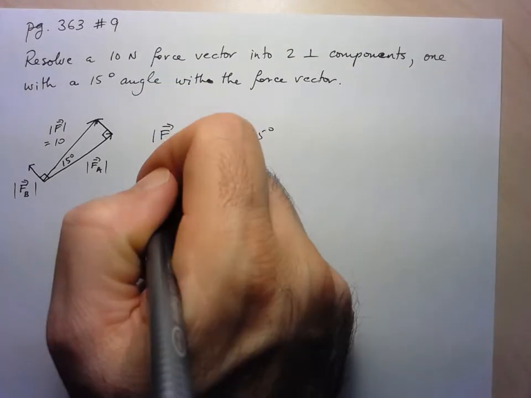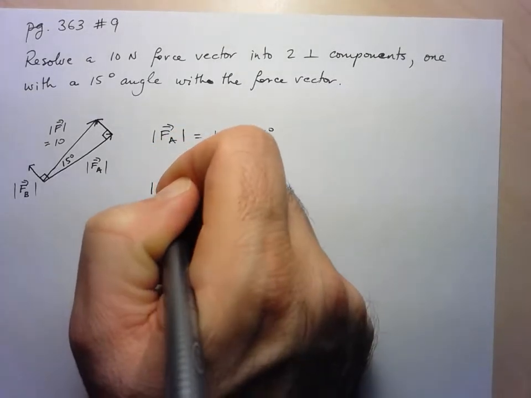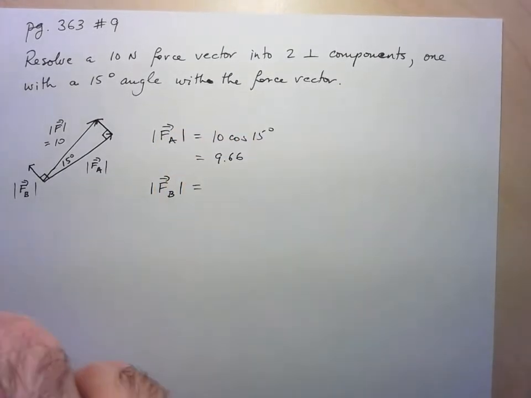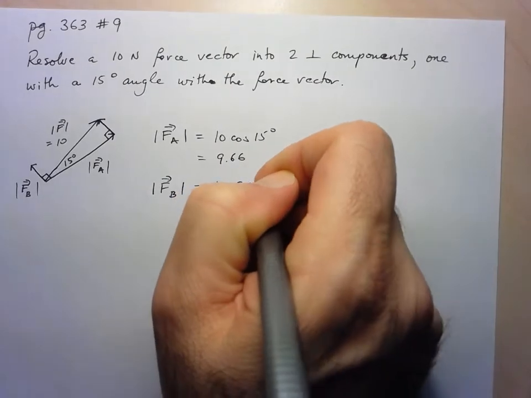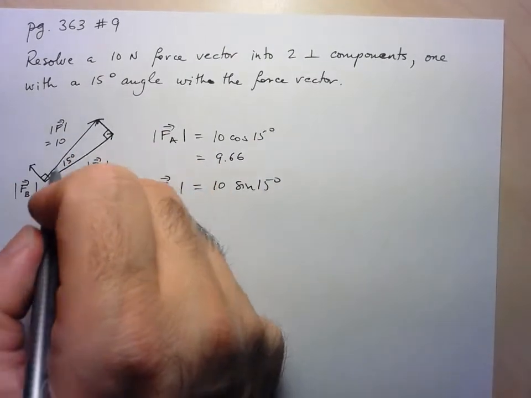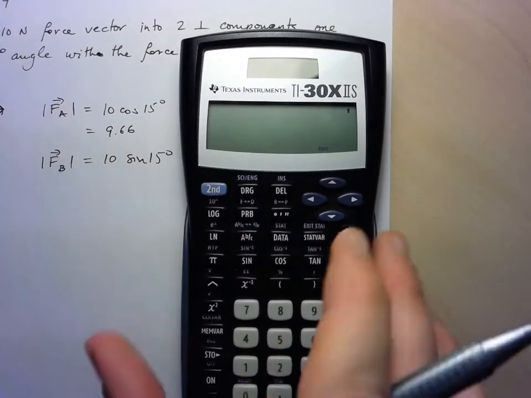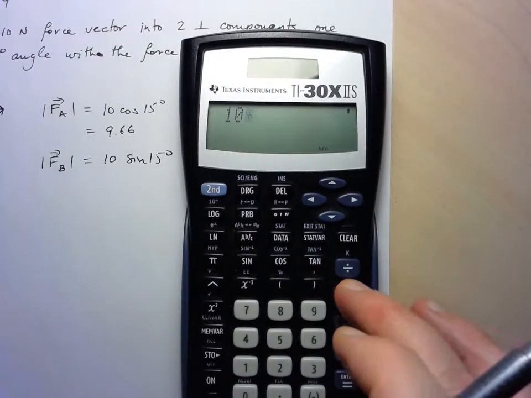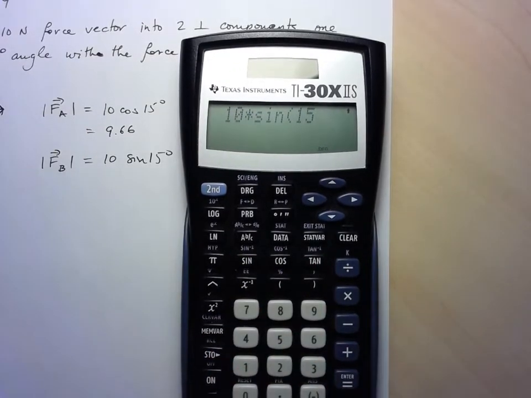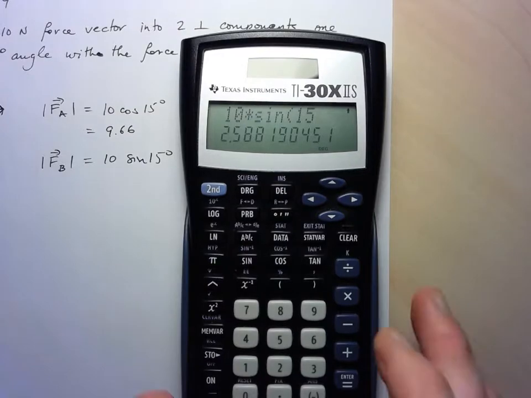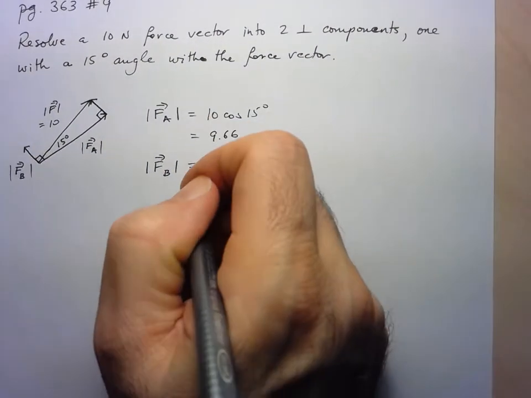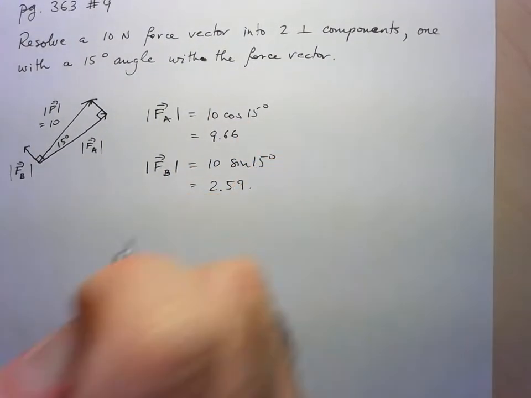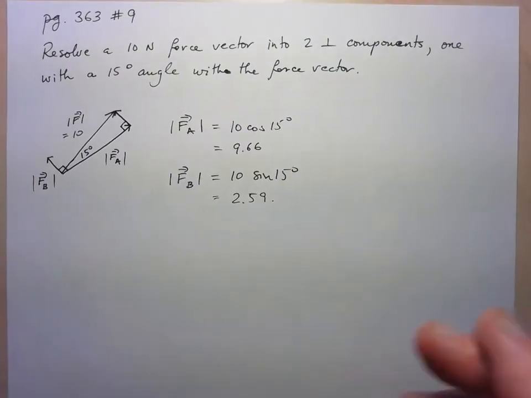And now to calculate the perpendicular component, we've got 10 times sine 15 degrees because here we're working with the opposite side. Okay, so 10 times sine 15 degrees, and there we go, we've got 2.59. Okay, and that's it. These are the magnitudes.